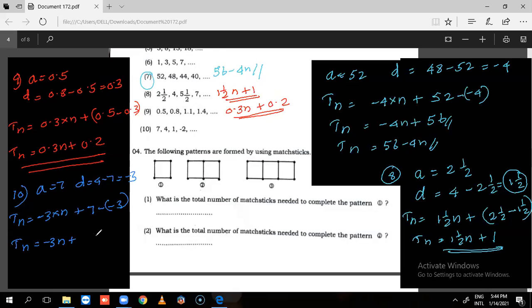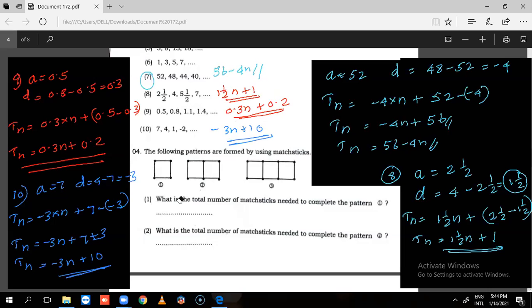7 plus 3. Yeah? So minus into minus is plus. So Tn equals minus 3n plus 10. Right? You can write the answer here: minus 3n plus 10. Chanuli, understood this one? Chanuli? Yes, teacher. Right.